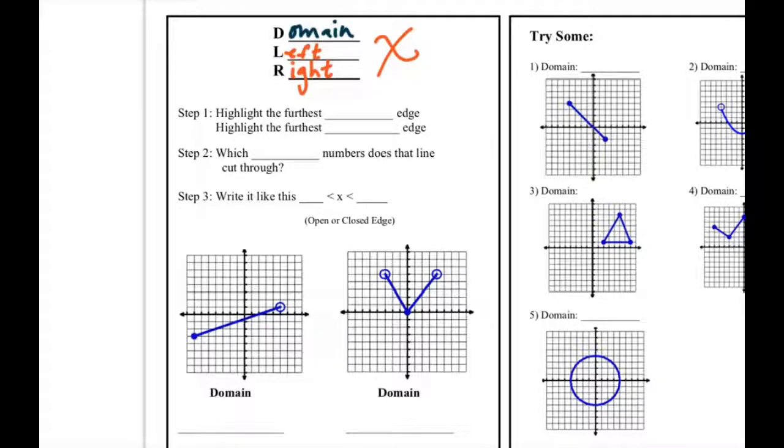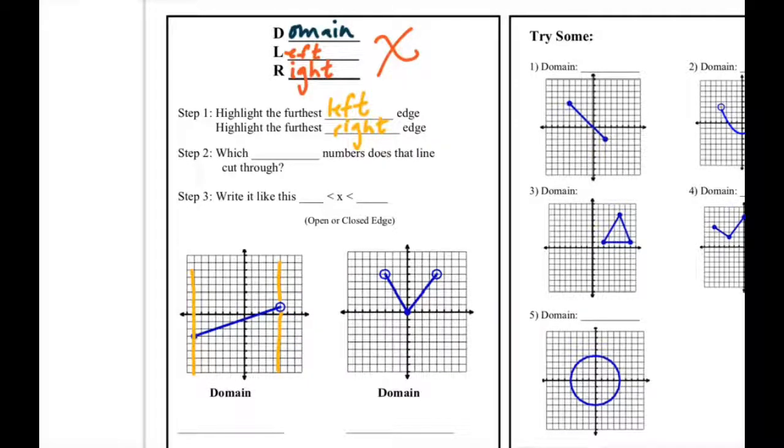So to get the domain of a continuous graph, what we're going to do is highlight the furthest left edge, and then highlight the furthest right edge. So let's look at that in our first example. Domain is x. This is the furthest left x on my first example, and this is my furthest right edge. This is how far left it goes. This is how far right it goes.